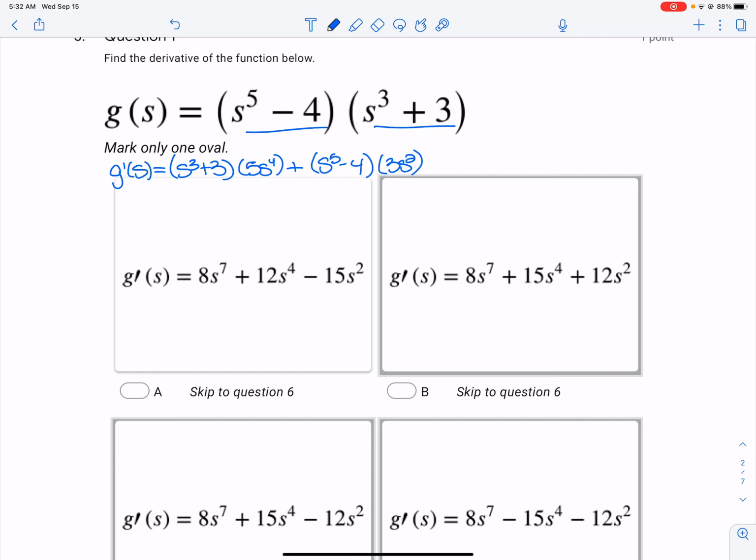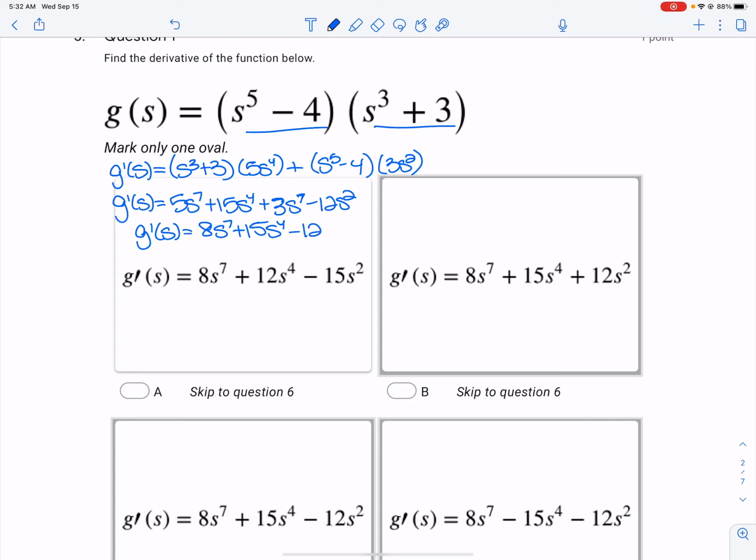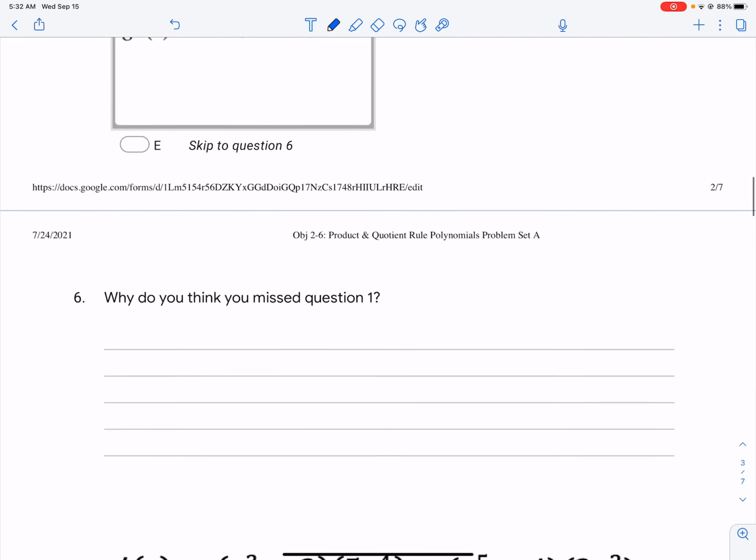And then what you notice is that all my answers are in a polynomial form, so I do need to distribute. So I get 5s to the 7th plus 15s to the 4th plus 3s to the 7th, and then minus 12s squared. So then g prime of s is equal to 8s to the 7th plus 15s to the 4th minus 12s squared, which is answer C down here. Okay.